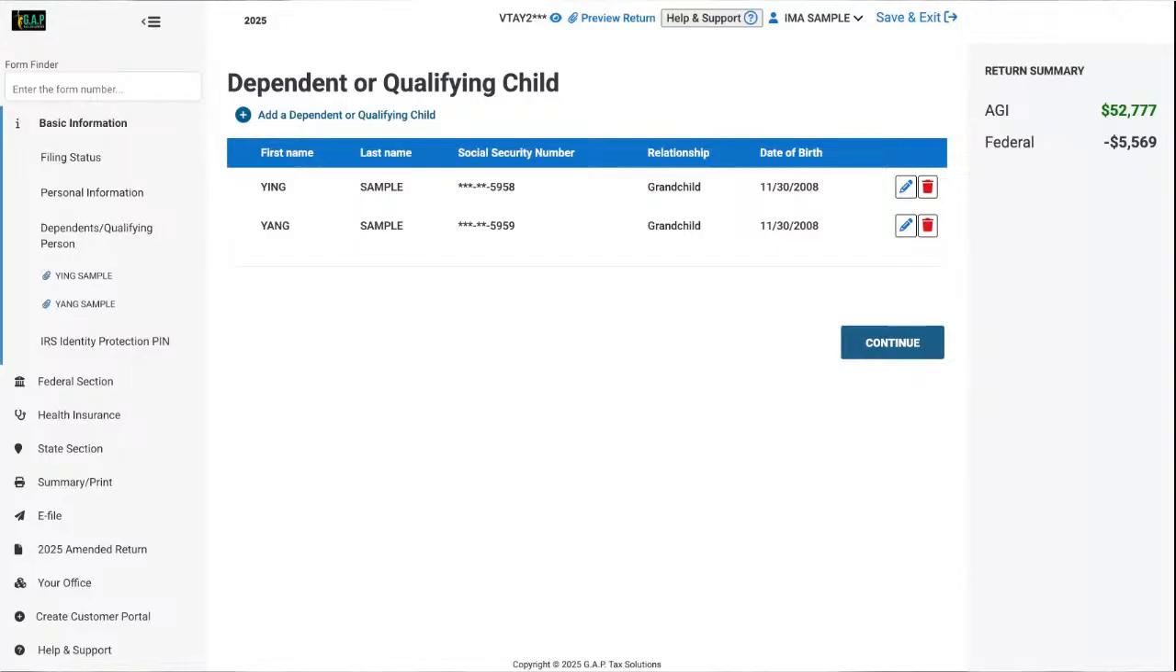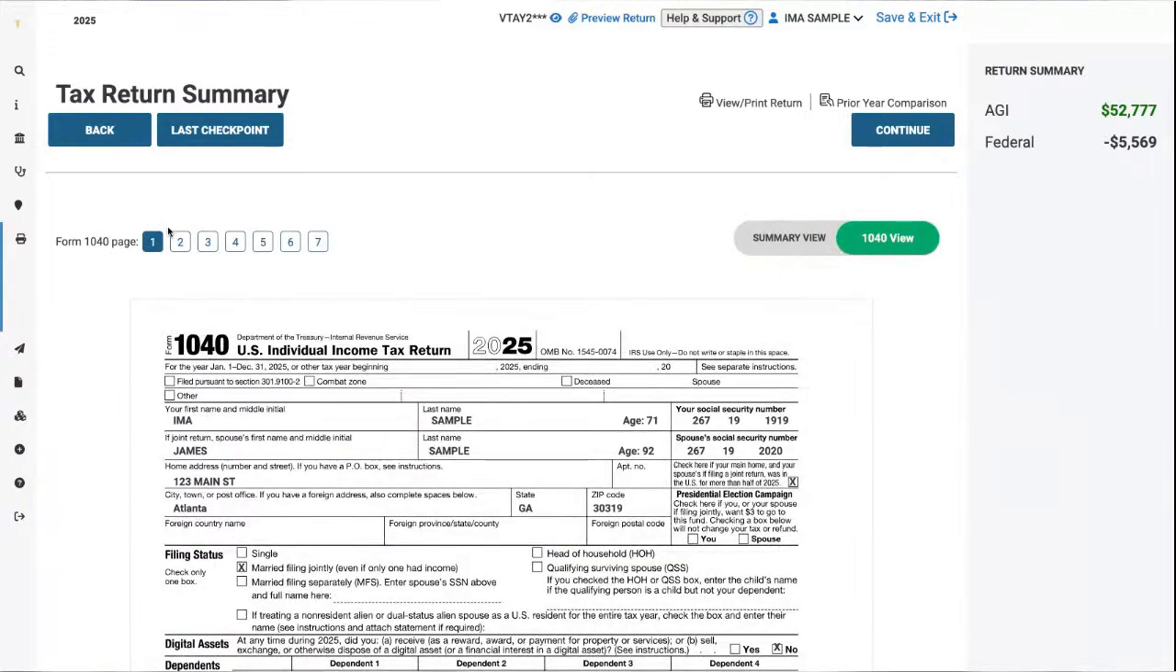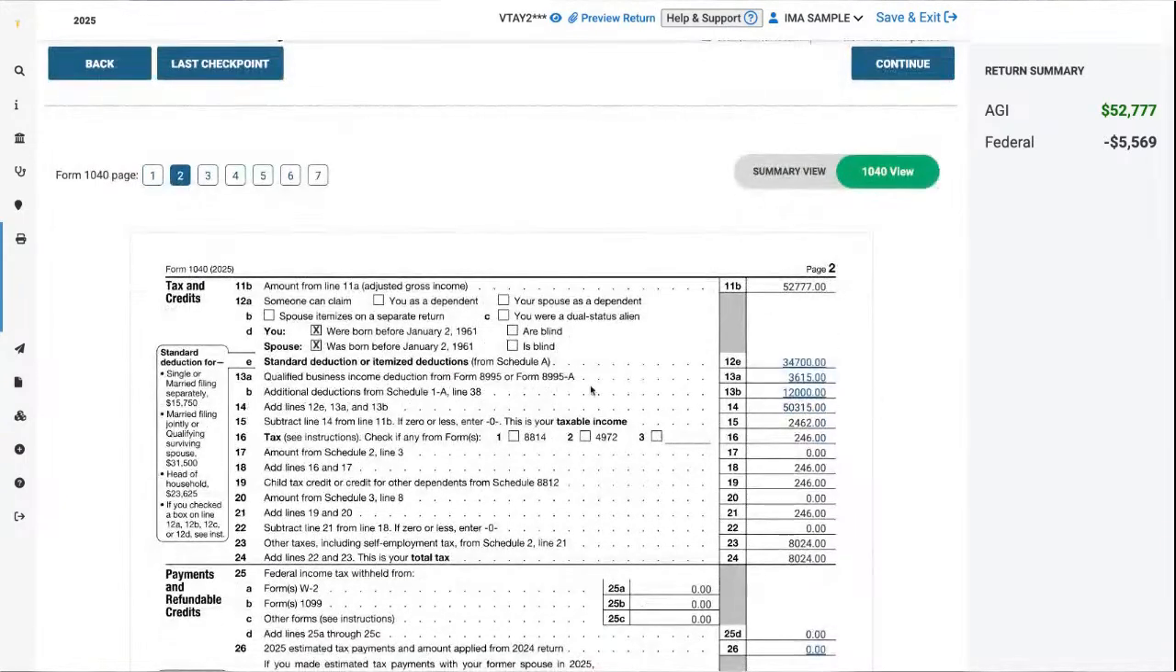Why has the amount changed? Well, how do we go to tell that? Somebody tell me. Where do I go to tell what this refund or lack thereof is composed of? Where do I go? Yeah, that's right. 1040 summary print. Look at y'all learning. I'm going to go to 1040 view, page 2. And now what is this composed of?